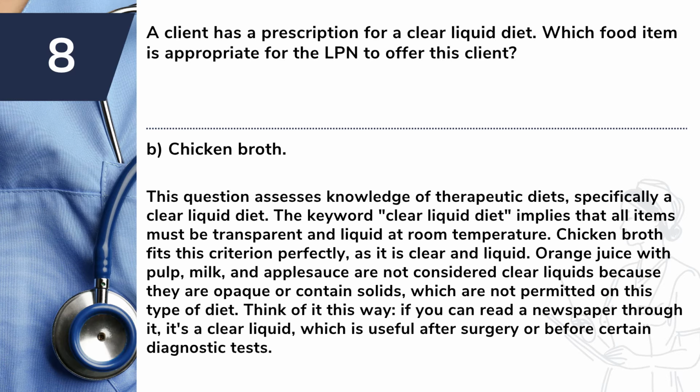Answer B. Chicken broth. This question assesses knowledge of therapeutic diets, specifically a clear liquid diet. The keyword clear liquid diet implies that all items must be transparent and liquid at room temperature. Chicken broth fits this criterion perfectly, as it is clear and liquid. Orange juice with pulp, milk, and applesauce are not considered clear liquids because they are opaque or contain solids, which are not permitted on this type of diet. Think of it this way: if you can read a newspaper through it, it's a clear liquid, which is useful after surgery or before certain diagnostic tests.